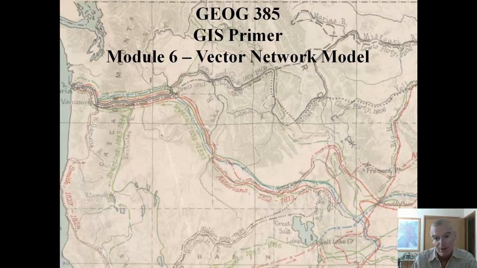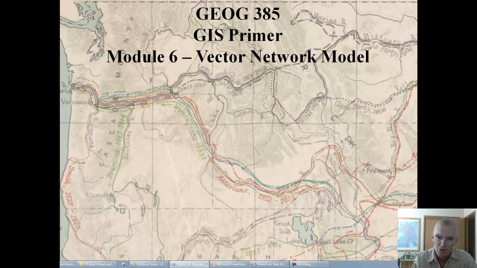A network model is a combination of lines and points. We're going to call the lines edges. The points are going to be called junctions. They're topologically connected so that you're able to do what's called linear referencing, and you're able to measure things along that network and calculate distances, costs, impedance, time between one point and another.